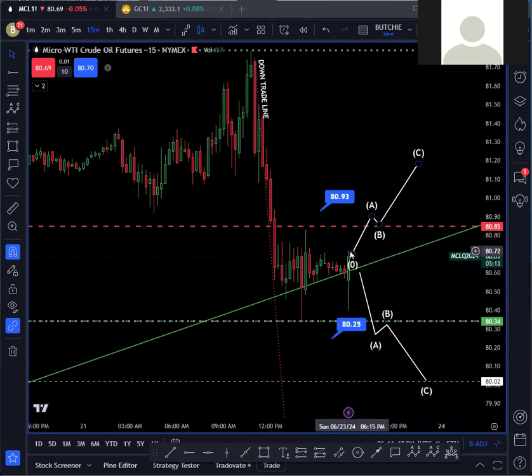Our backup plan is if it goes through either one of these lines, if it goes up through this line, then we're going to look to take it long. It's bullish. If it comes down to the bottom, we're going to look to trade it short. It's bearish. So that's the trade plan on that.